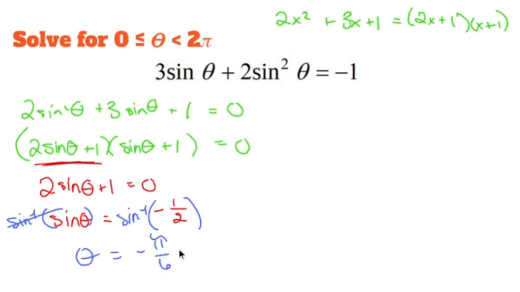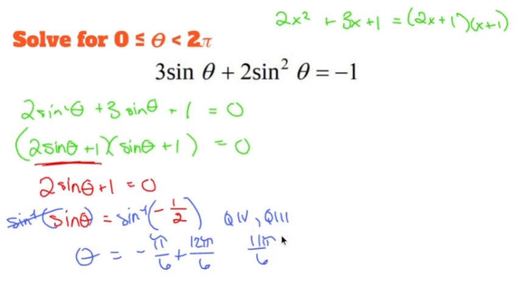So if I were to add 2 pi to this, or 12 pi over 6, that gives me 11 pi over 6. Now, 11 pi over 6 lives in quadrant 4. Okay? Sine is negative in quadrant 4 and quadrant 3.